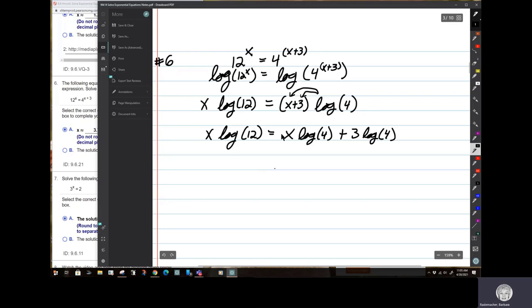Now I've got to get my x terms together. So I subtract x log 4 from both sides of the equation.